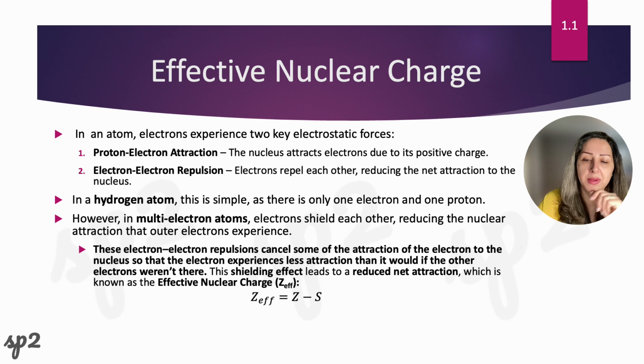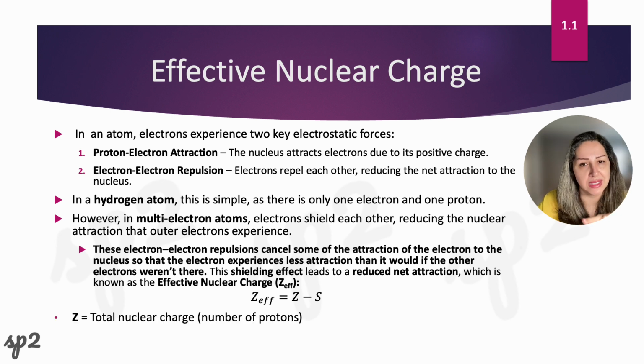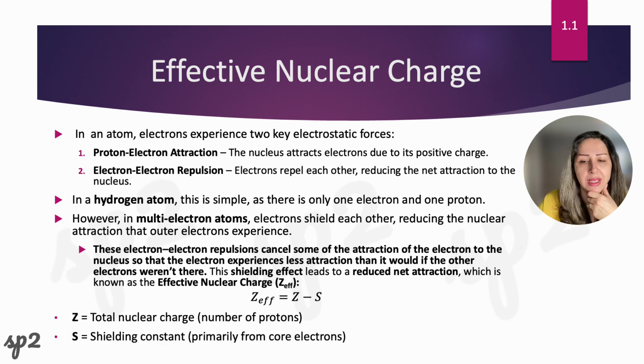And I want you to remember this equation, Z effective equals Z minus S. The Z here represents the total nuclear charge, which is typically the number of protons. And then S is what we call the shielding factor or shielding constant. You can think about it as your core electrons, that would be the best way of representing your S value. Okay, so on the next two slides, we're going to be looking at the trends and then we have a practice for you.